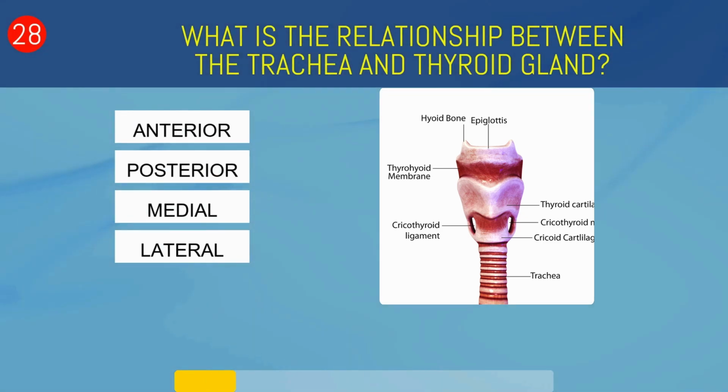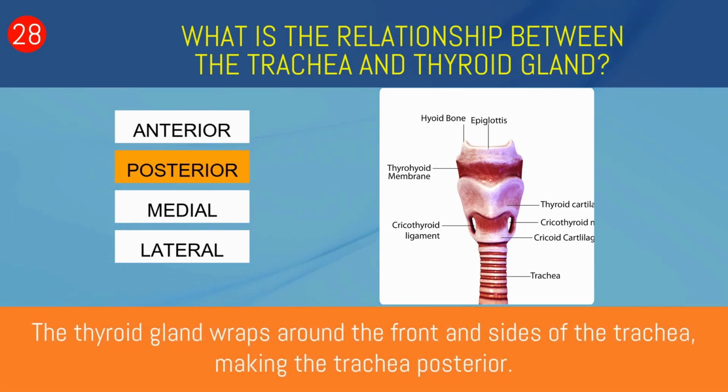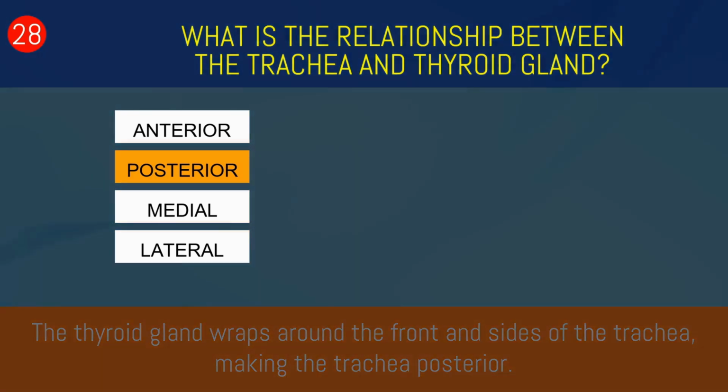What is the relationship between the trachea and thyroid gland? Anterior, posterior, medial, or lateral? Posterior. The thyroid gland wraps around the front and sides of the trachea, making the trachea posterior.